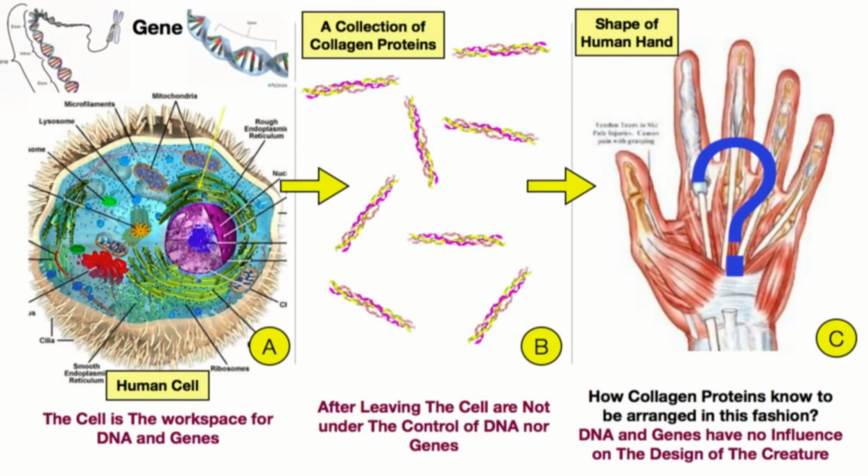So the big question: how do these millions and millions of proteins know to arrange themselves in the perfect order of the human hand? As you can see on the right, the answer is that the shaping of the collagen molecules into the shape of the human hand is not under the control of genes and DNA, because, as I said, genes and DNA can only work within the cell.